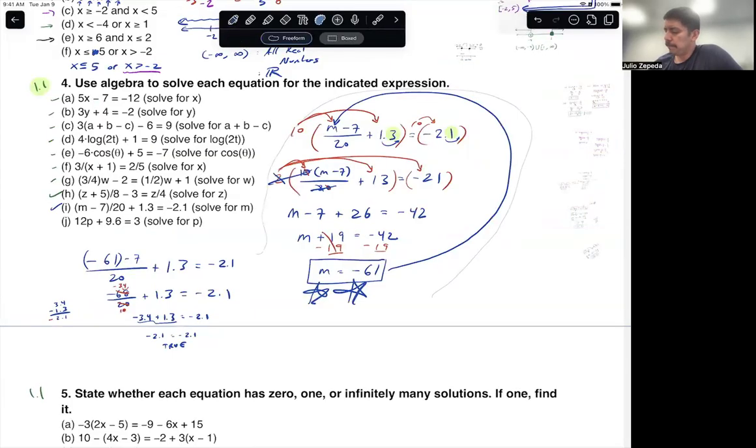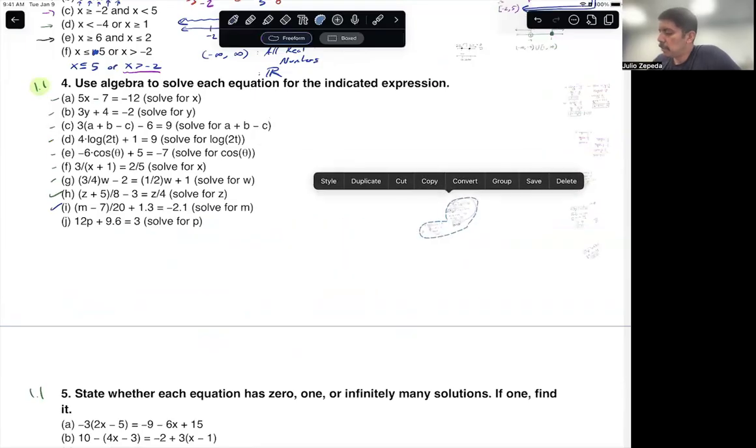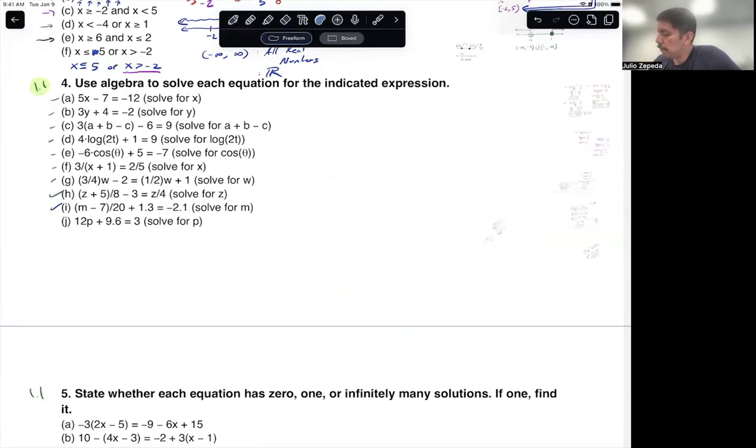Cool. We're going to talk more about solutions in problem number 5, which is coming up next. How many solutions can a linear equation have? That is the topic of problem number 5. All right, and we'll do the last one here.